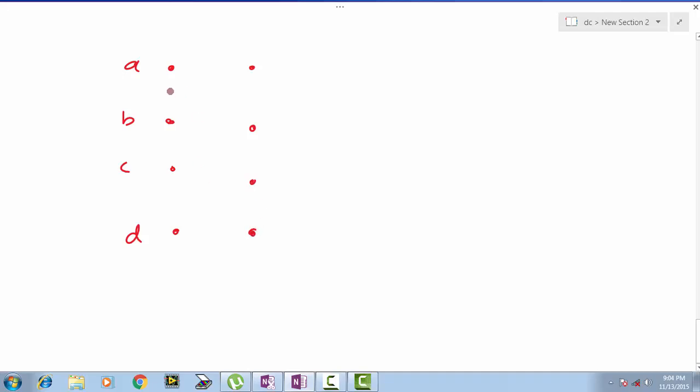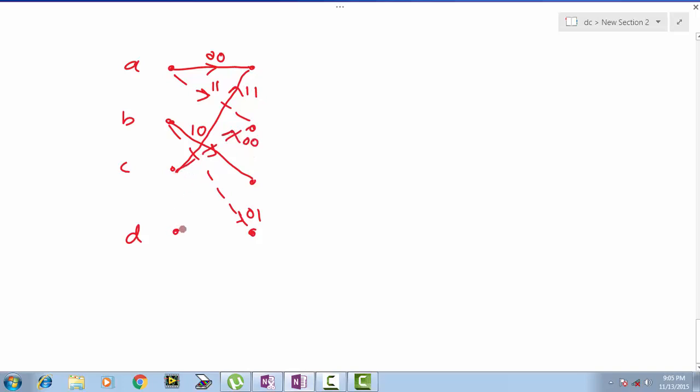for one periodic structure. So A to A, solid line, output 0 0. A to B, dashed line, output 1 1. B to C, solid line, output is 1 0. B to D, dashed line, output 0 1. C to A, solid line, output 1 1. C to B, dashed line, output 0 0. D to C, solid line, output 0 1. D to D, 1 0. So take one periodic structure.